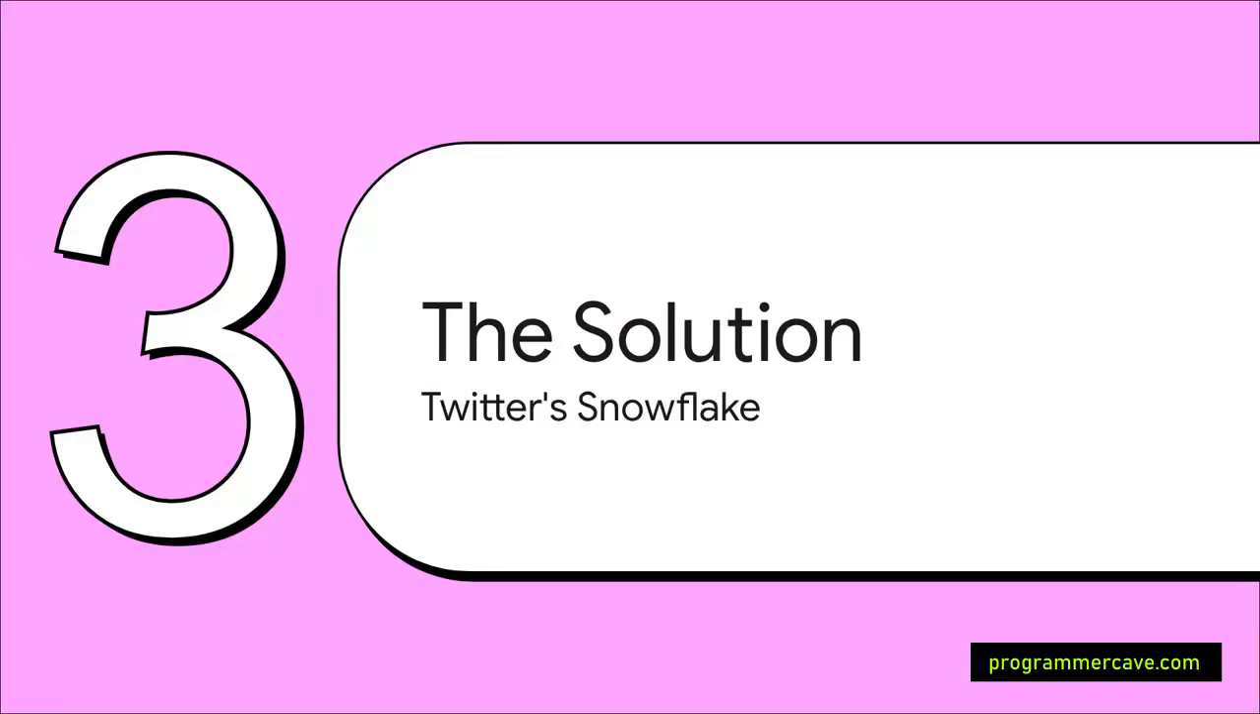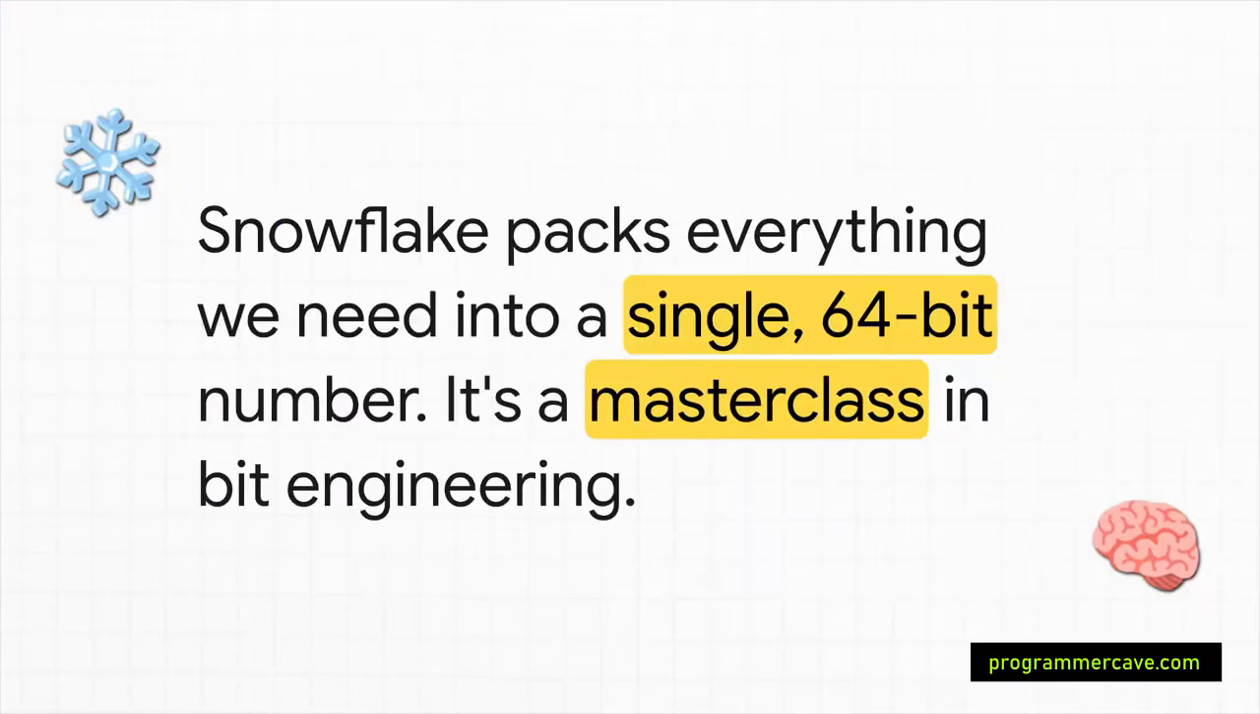So, after seeing all the ways things can go wrong, it is time for the elegant solution. This is the approach that the engineers at Twitter developed to solve this exact problem for their tweet IDs, and they called it Snowflake. The absolute genius of Snowflake is how it combines everything we need into one compact 64-bit number. It's all done with some really clever bit manipulation.